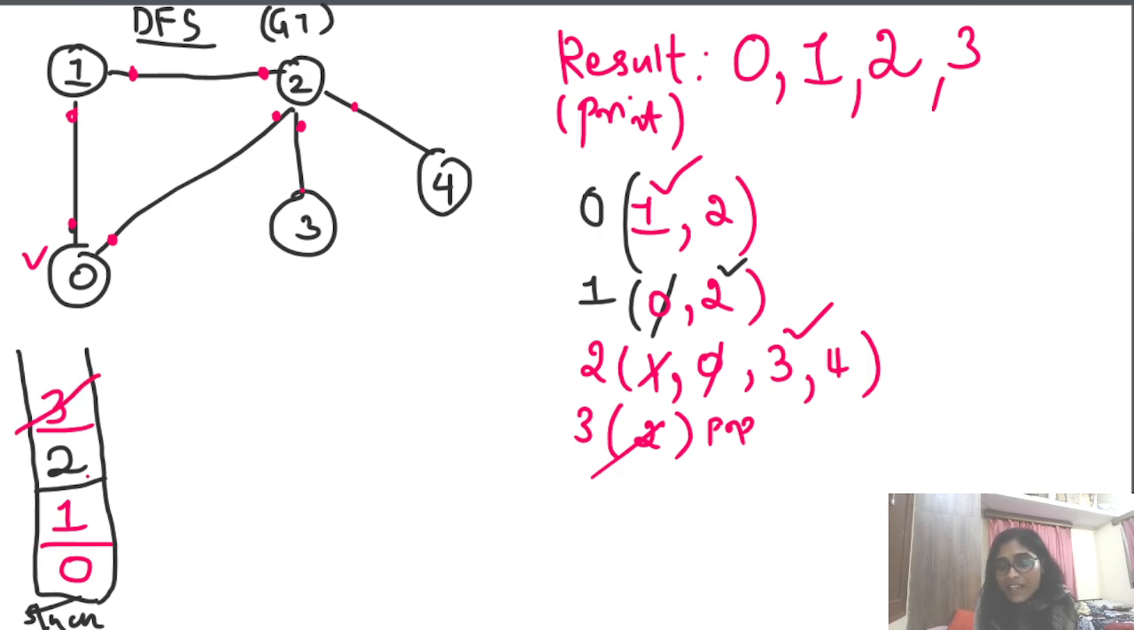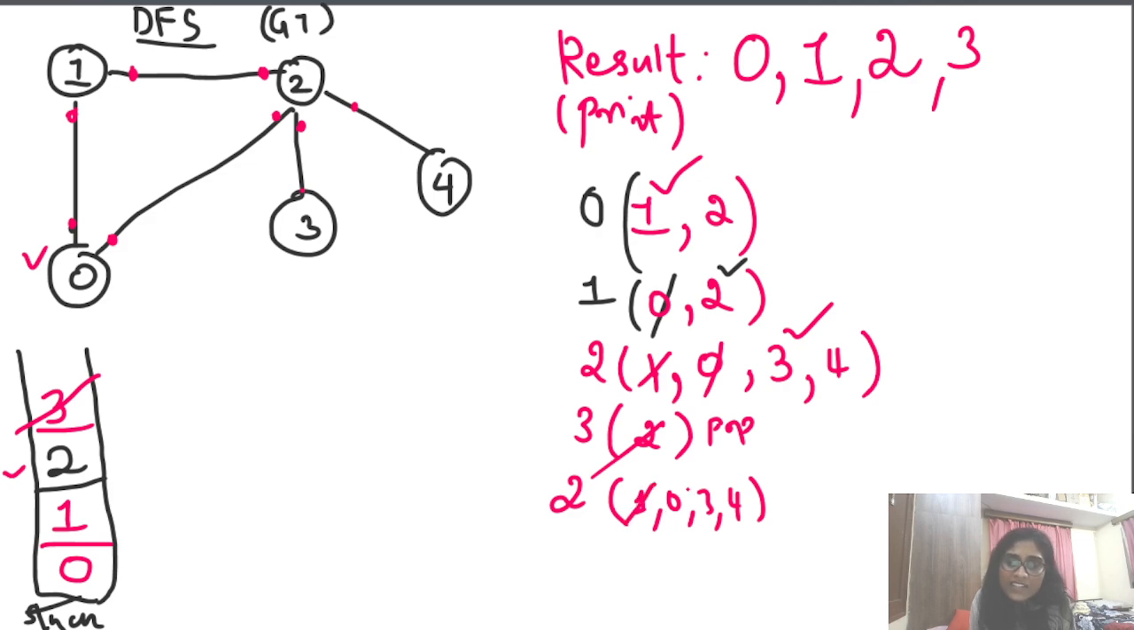Now what are the elements that we have? 2, 1 and 0. Correct? Now try to explore 2. Tell me what are the adjacent nodes that are connected to 2. It's already written here, but let me write again. 2 is connected to 1, 2 is connected to 0, 2 is connected to 3, and 2 is connected to 4 as well.